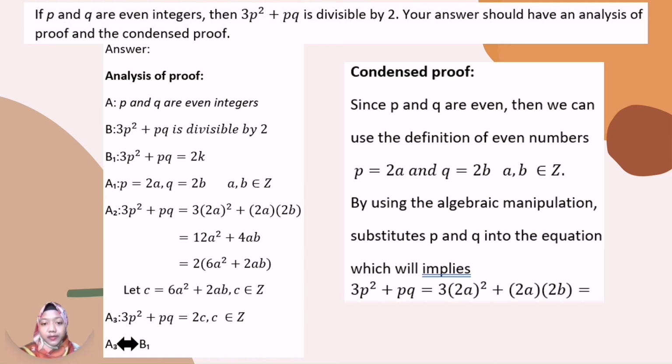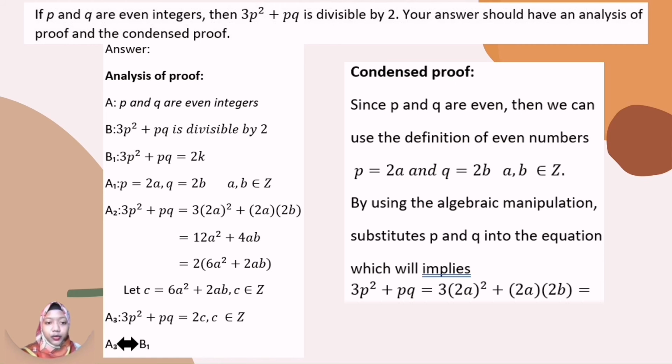By using algebraic manipulation, we substitute p and q into the equation, which implies 3p squared plus pq equals 3 times root 2a squared plus root 2a times root 2b. Here, in the analysis, we get this from the question. From A, p and q are even integers. From B, 3p squared plus pq is divisible by 2. From B, 3p squared plus pq equals 2k. It is because we interpret the information given.